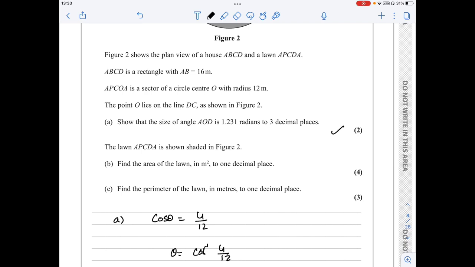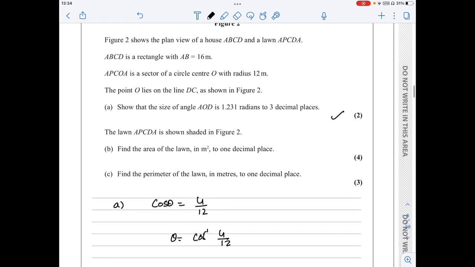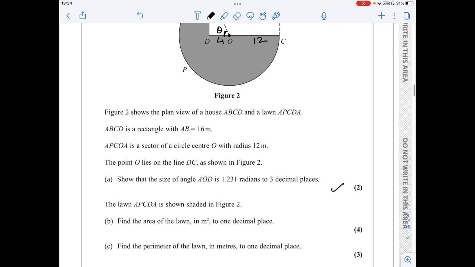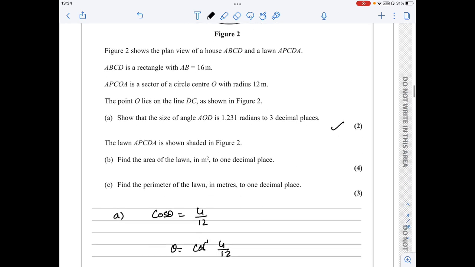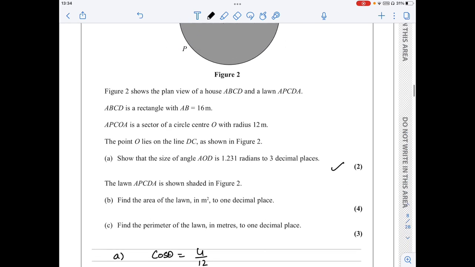The lawn APCD is shown in the figure. Find the area of the lawn in meters squared, to 1 decimal place. Find the perimeter of the lawn in meters. So what am I going to do? Area of the lawn and the perimeter of the lawn.